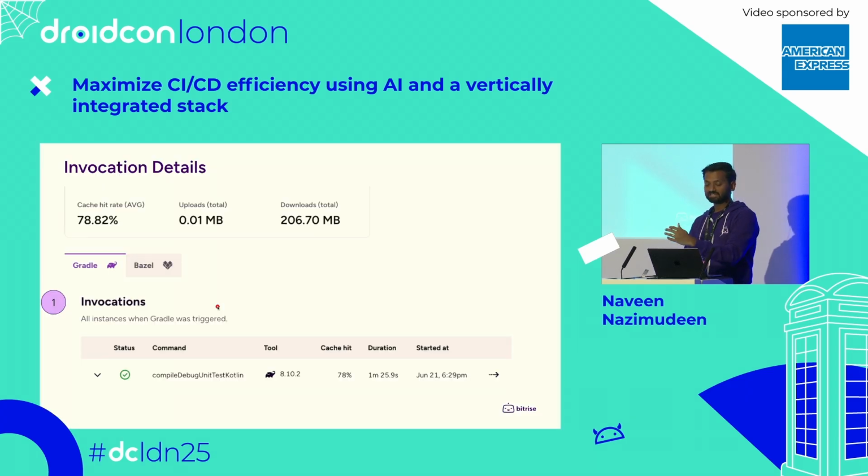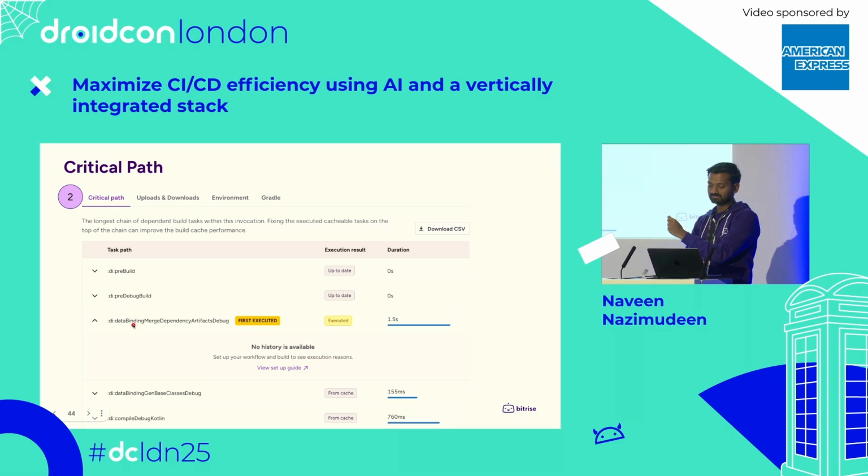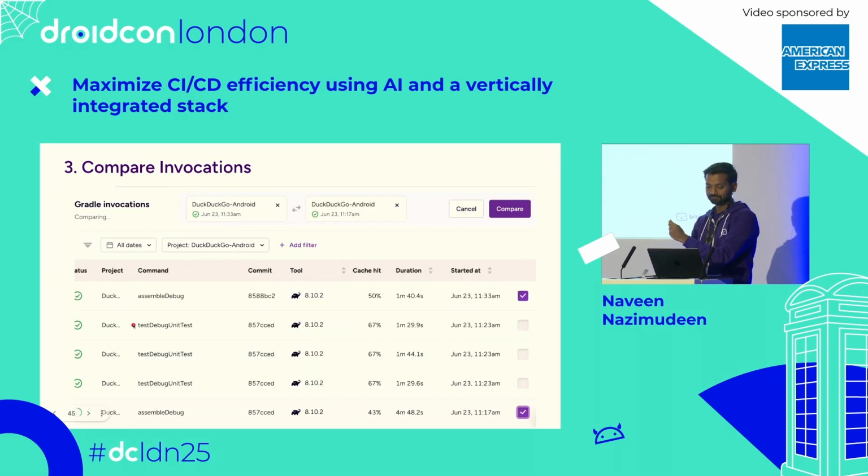We have build cache analysis tools where you can look at each invocation and then drill down, look at the critical path, and compare 2 invocations. Why did one have 50%? Why was the other 43%? You can compare them and analyze it.